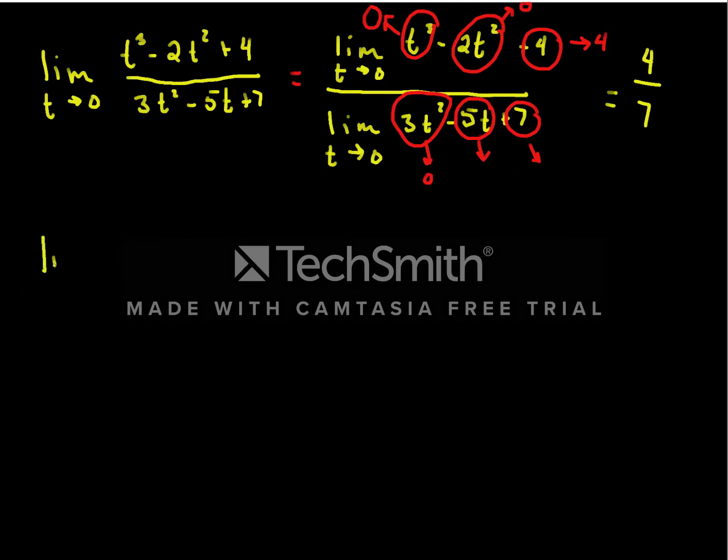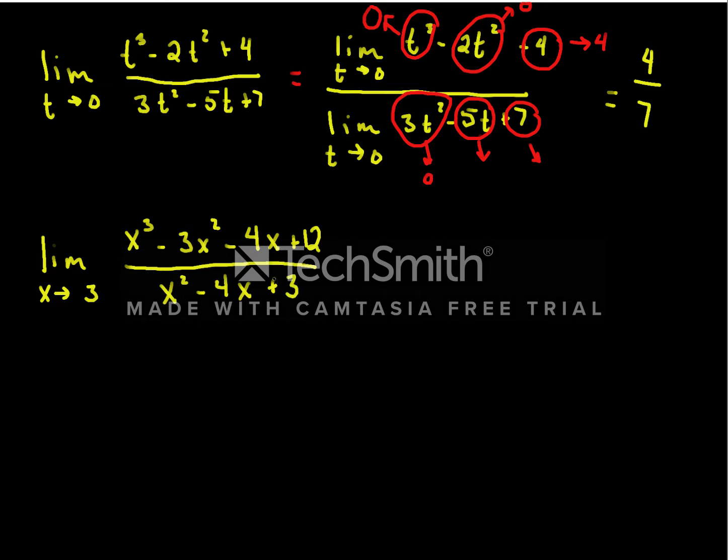So the limit as x goes to 3 of x cubed minus 3x squared minus 4x plus 12, all divided by x squared minus 4x plus 3. Now let's kind of do the same thing we talked about at the top.